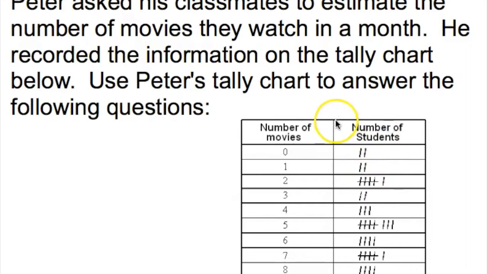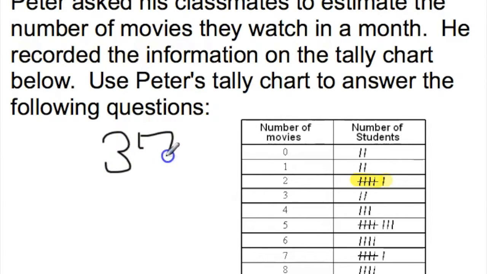And the tallies over here represent the number of students that watched that many movies. So, for example, how many students are in Peter's class? And guys, sometimes counting up tally charts can be a little tough. But what you have to remember is when you see something like this right here, that means 5. And the individual over here means 6. So no matter how you did it, how many number of students are there total? There are 37 students that he asked.